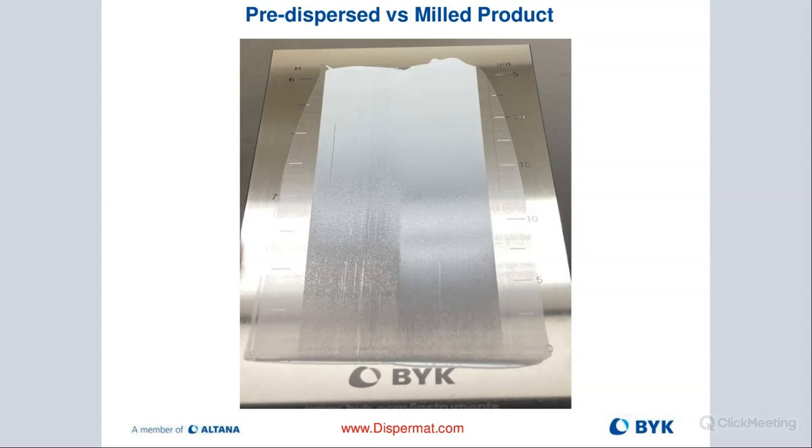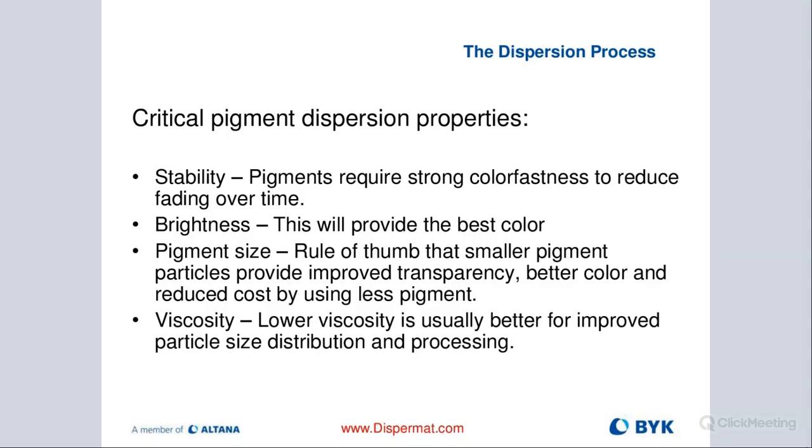So that's the difference between just using a dissolver versus using a milling system. But we always want to start out pre-dispersing with the dissolver first. It's an important, critical step before we actually start to mill our materials. So this is really critical.